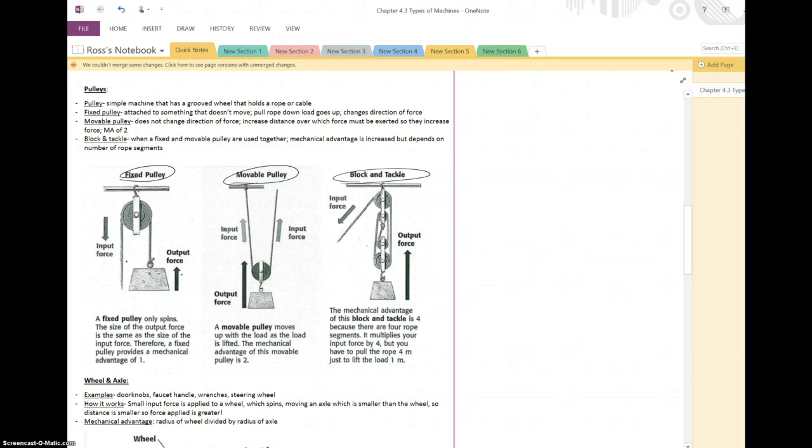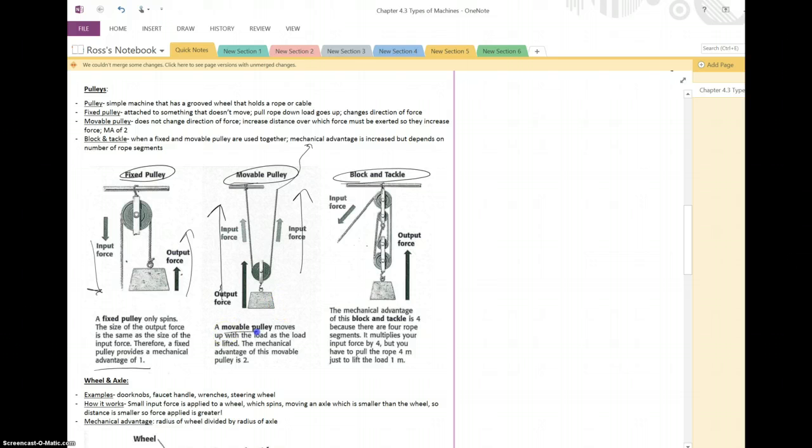So this one has a mechanical advantage of 1, and the size of the output force is the same as the size of the input force, right? So it's exactly the same. I pull down with this much force, it goes up with this force. This does change the direction, right? I'm pulling down, it's going up. In this case, if I was standing up here on this end of the rope and I was pulling it up, the object is also going up. So this does not change the direction of the force.